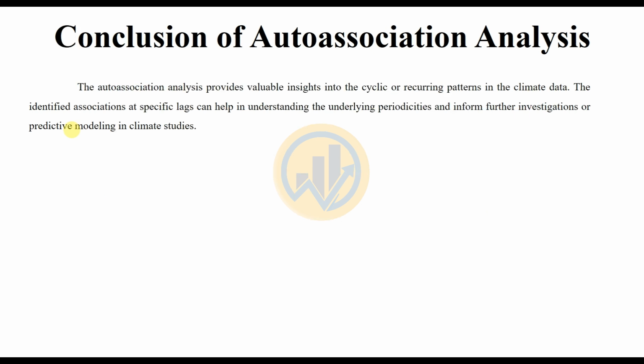Now the conclusion section of the autocorrelation analysis in PAST statistical software. The autocorrelation analysis provides valuable insights into the cycles or recurring patterns in the climatic data. Identifying the association at specific lags can help in understanding the underlying periodicities and inform further investigations or predictive modeling in climatic studies. So this is the interpretation section of the autocorrelation in PAST statistical software.